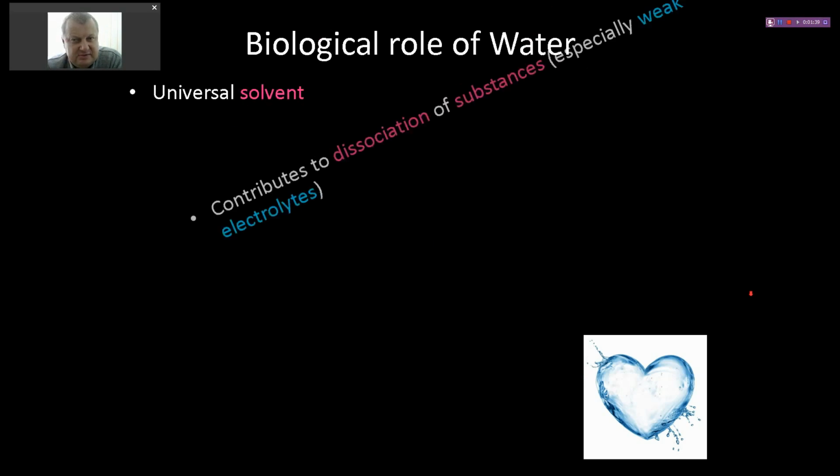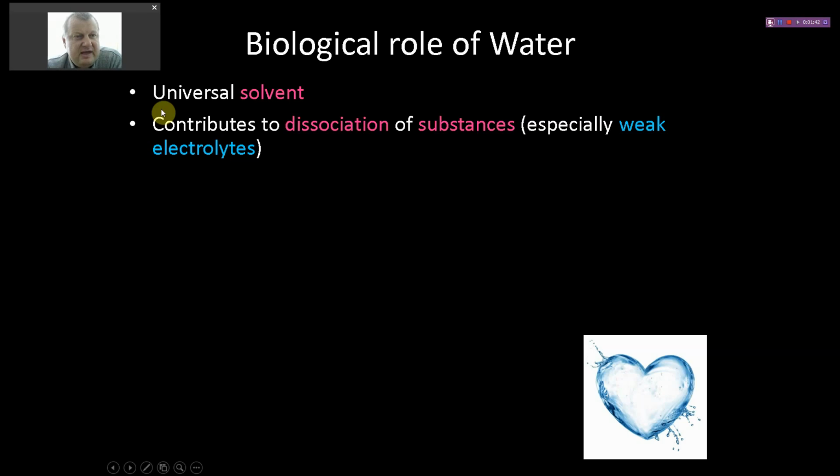Biological role of the water and the functions. At first, water is a universal solvent because the water molecule is a dipole, and it could solve the polar compounds, the salts, the organic polar compounds, inorganic polar compounds. Okay, the second function is contributes to dissociation of the substances, especially weak electrolytes. Dissociation means the production of the ions from the neutral charged molecule.